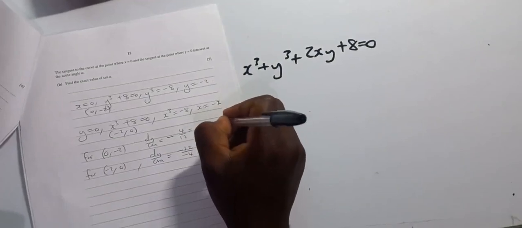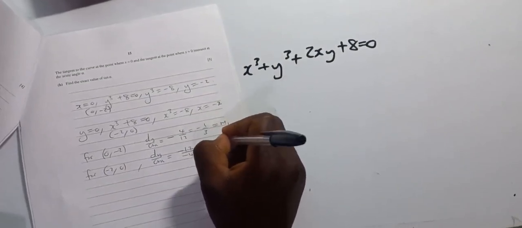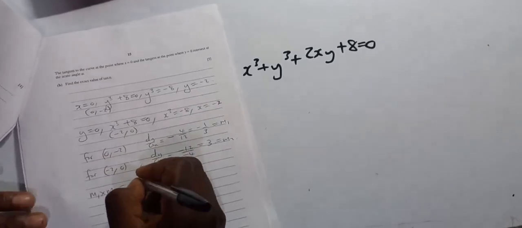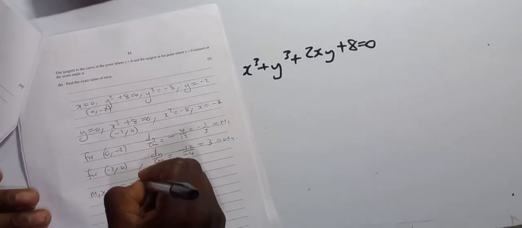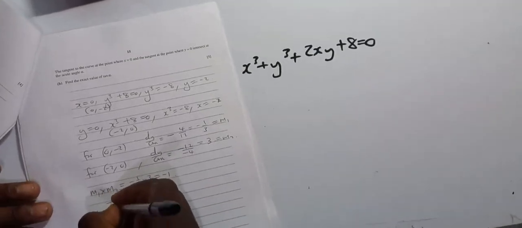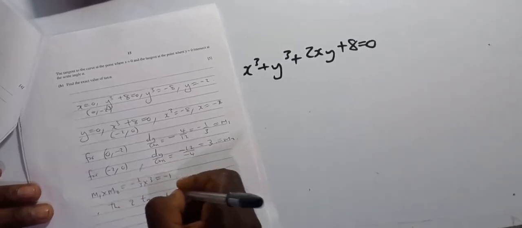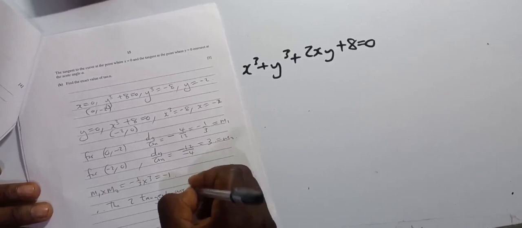Now let us call the first one m1, the second one m2. Now m1 times m2 equals -1/3 times 3, which is -1. Therefore, the two tangents are perpendicular.